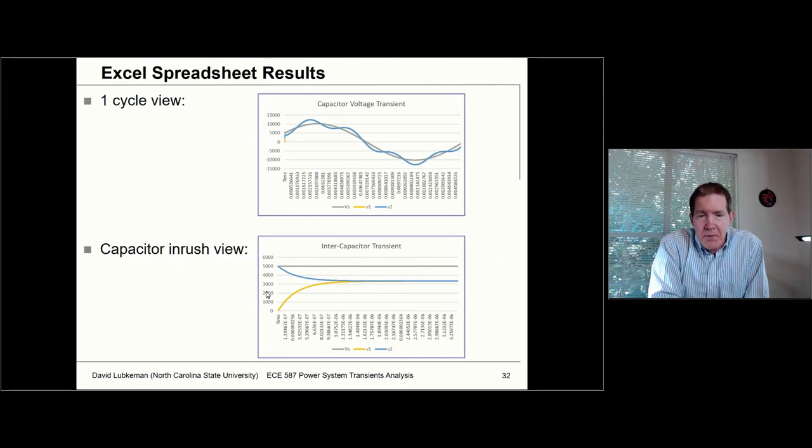So this shows, in the spreadsheet, that you had to have this really small time step to capture what you call this inter-capacitor transient. You can see in this case you've got one capacitor at 5,000 volts, the other capacitor at 0 volts. The capacitor at 5,000 volts, the voltage decays really fast. The one at 0 volts, the voltage jumps up pretty fast. And then eventually those capacitors are roughly at the same voltage.